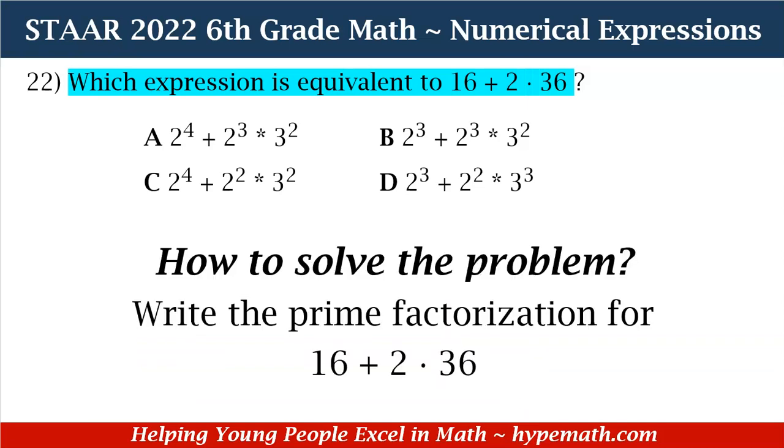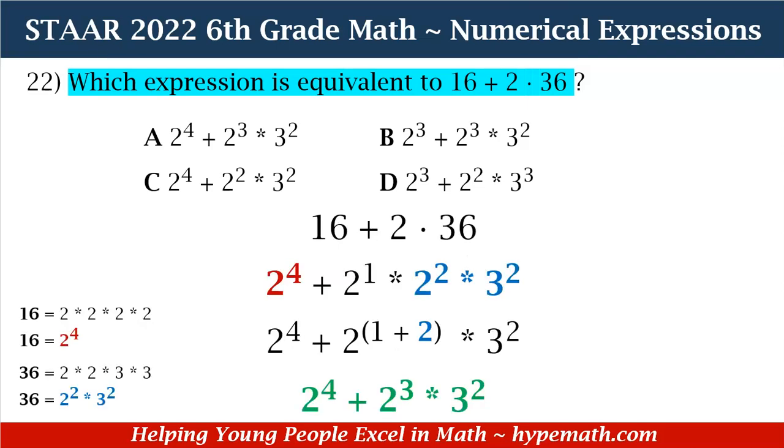Well, how are we going to solve the problem? We need to write our prime factorization for 16 plus 2 times 36. And let's do that now. We already know that the prime factorization of 16 is 2 to the 4th, and it's on the left-hand side, just in case you forgot. And for 36, it's 2 squared times 3 squared. So starting off, we have 2 to the 4th power, that's for 16, plus 2 to the 1st power, and that's just so that our 2 can have an exponent as well, because we need to do something with it, times 2 squared times 3 squared, that's for 36, okay?